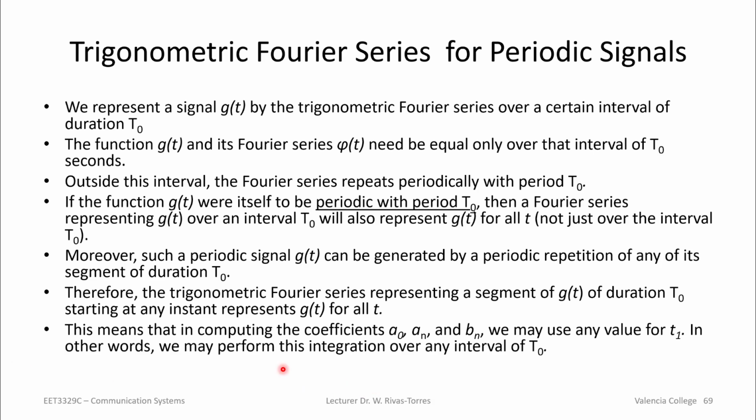So the bottom line is, even though we're computing the coefficients A0, An, and Bn, we may use any value of T1. You can start T1 for the integrals wherever you want. Pick a place that's convenient for you, depending on your signal. We know it's going to be periodic, so at the end, our Fourier series of our signal is going to apply to the whole signal, right? Okay.